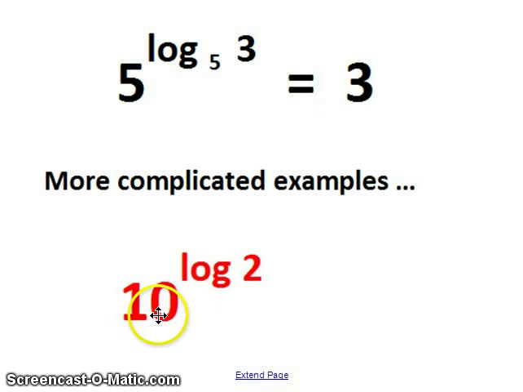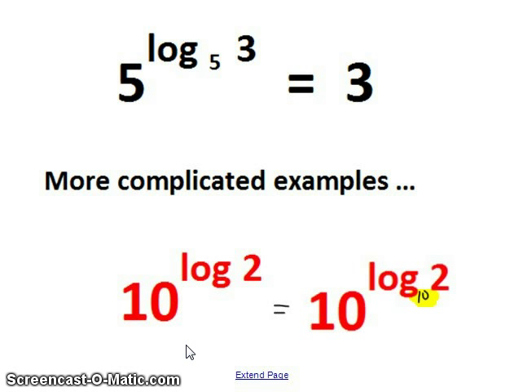There isn't a clear match here because there's no base stated here for this log. In this case, you've got to remind yourself, wait a minute, if it doesn't say what the base of the log is, it's always assumed to be 10. So sure enough, these do match. And 2 does drop out as the answer.